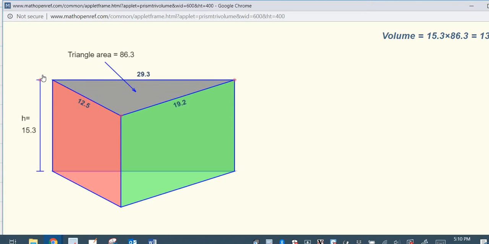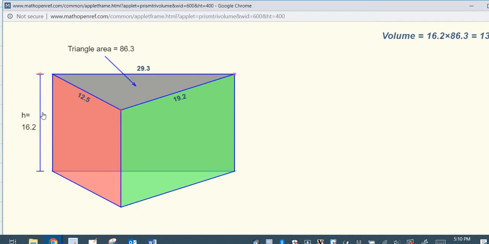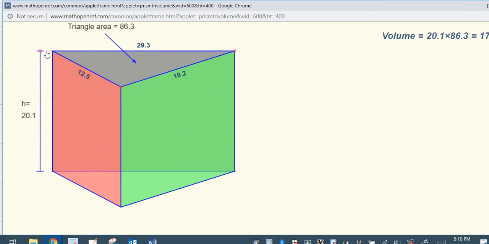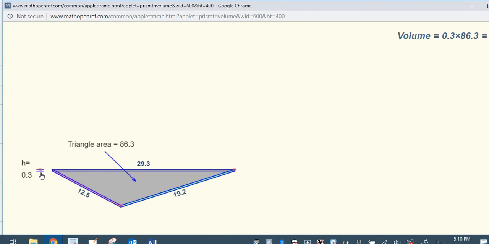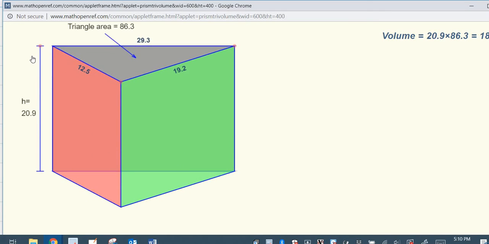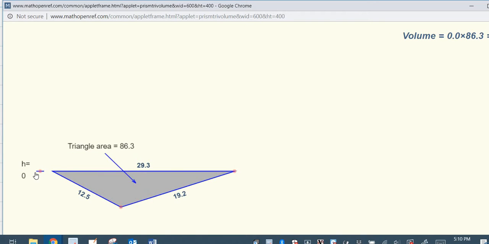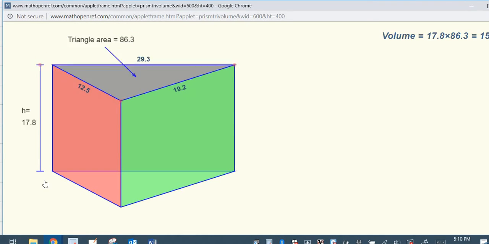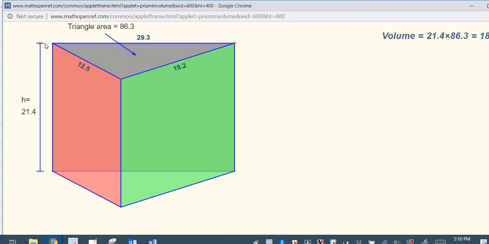Okay, so volume. If I wanted to find the volume of this triangular prism, I'd start by finding the area of the base, and then the only thing that changes is the height. Do you see that? If I want the volume of a prism, this also works for a cylinder. I simply find the area of the base times the height. Again, volume of a prism and a cylinder: area of the base times the height.